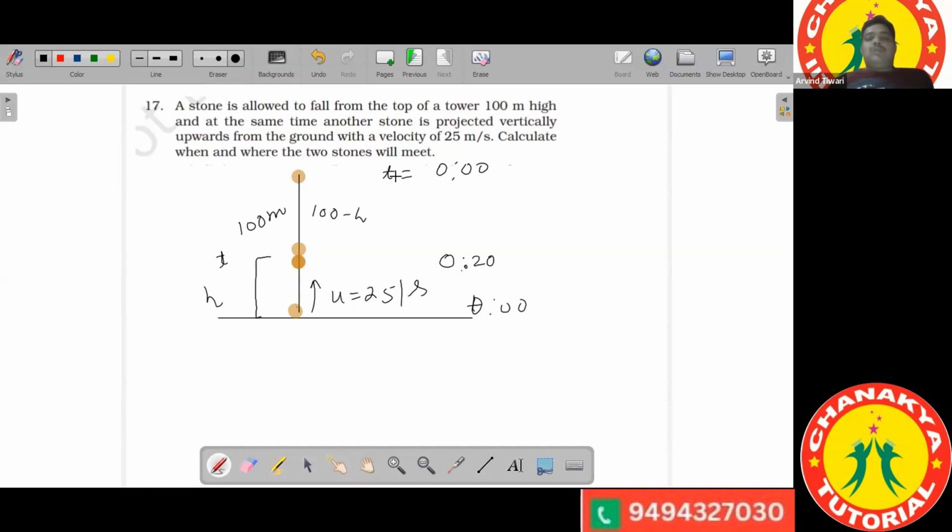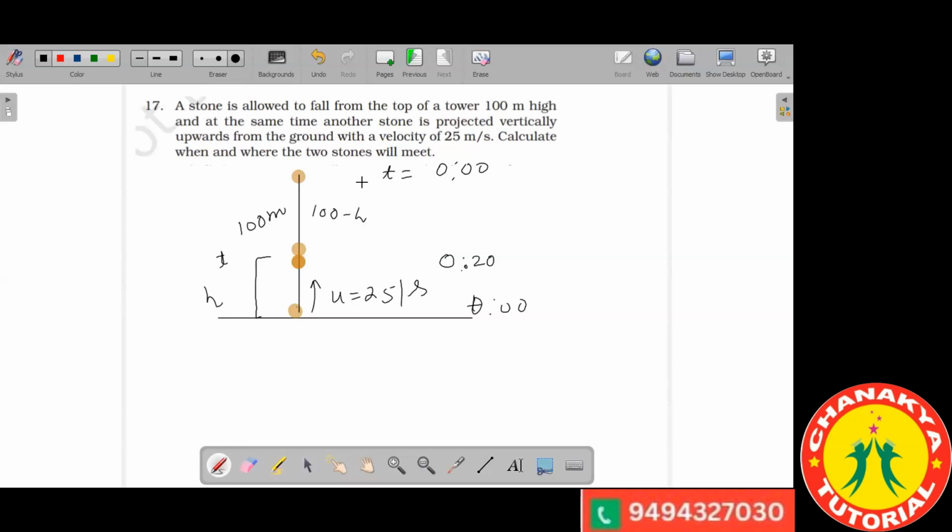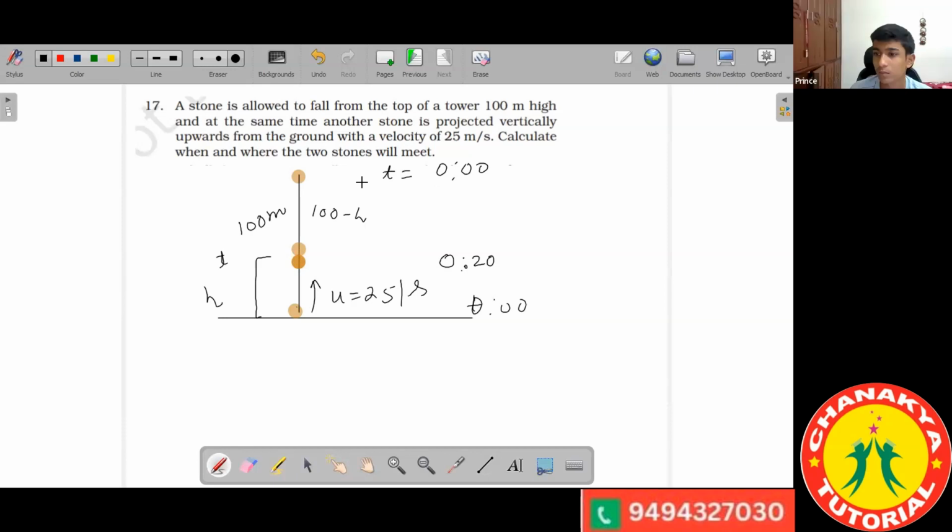Okay. So what would be the time for this? The time would be same or different? Would it be the same time or different time? Prince? Yes, sir, I guess different time. Would be different time. Okay. Think of the situation once more. This is the only problem. Think of it. The time will remain the same.